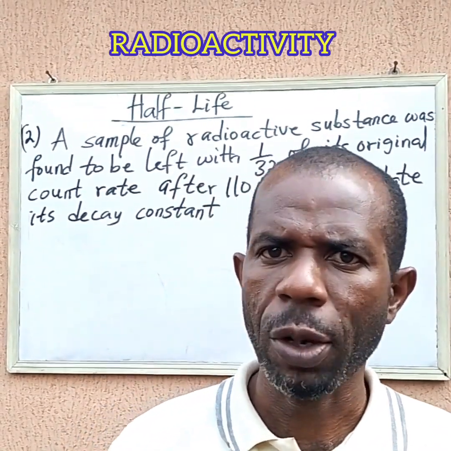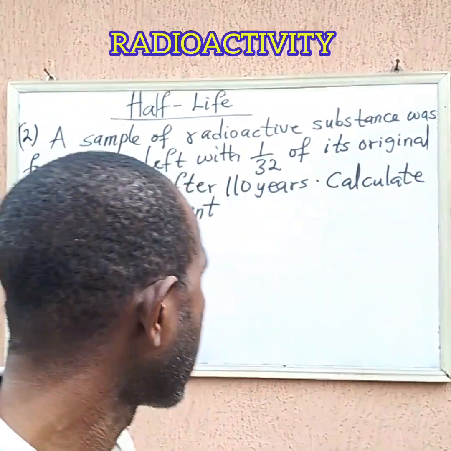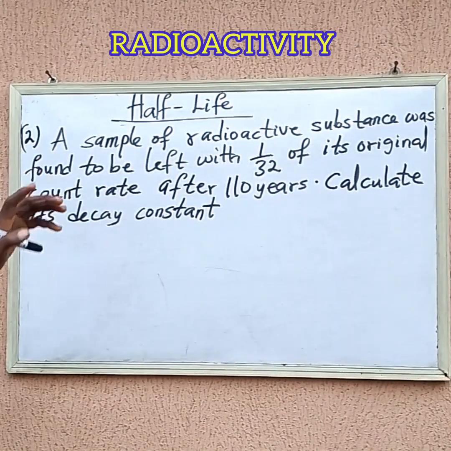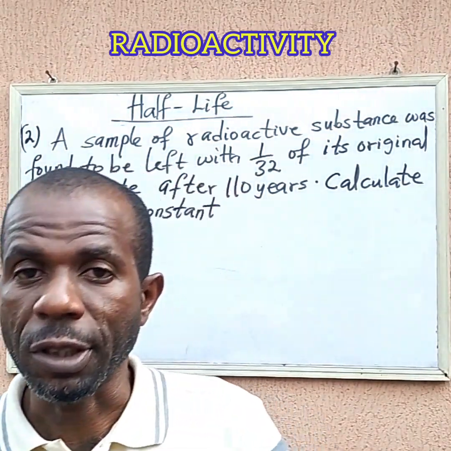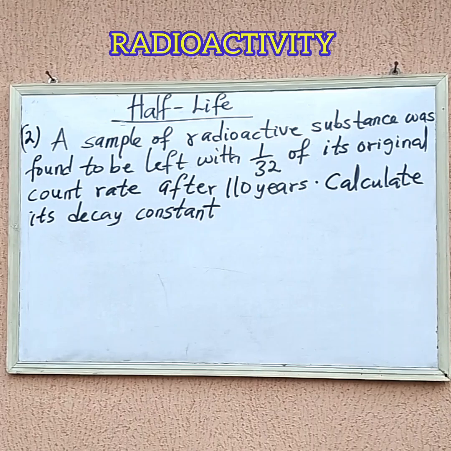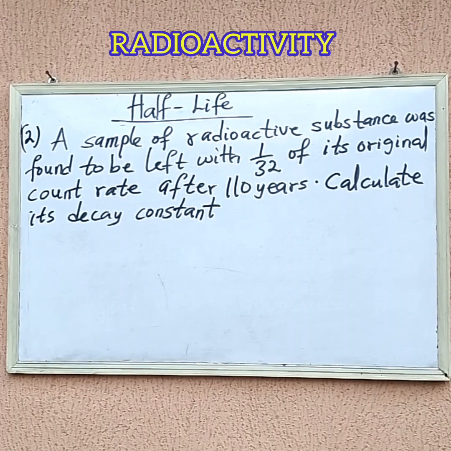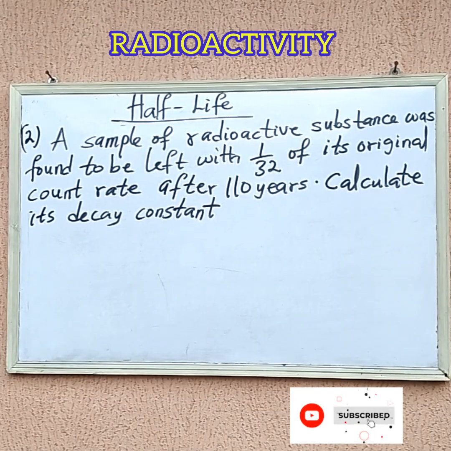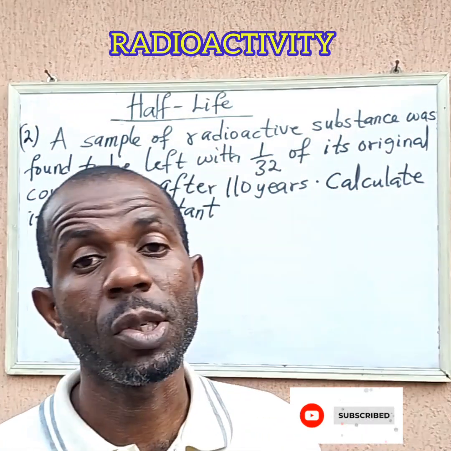We have a question from it, and this is the number 2 question that I am going to solve on this topic. So let's look at the question. The question says, a sample of radioactive substance was found to be left with 1/32 of its original count rate after 110 years. Calculate its decay constant. So this question is not going to be straightforward.